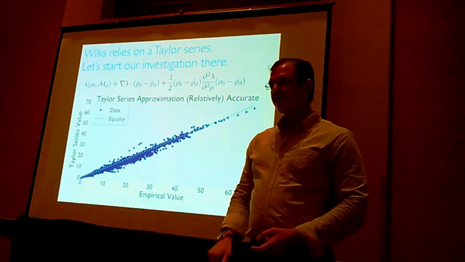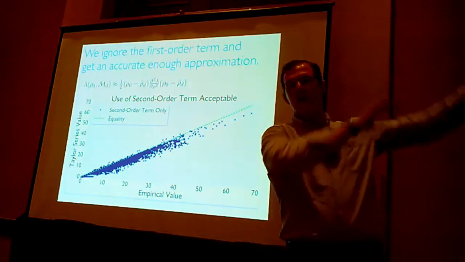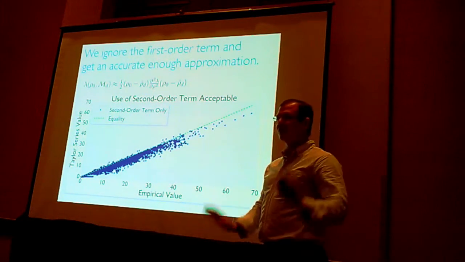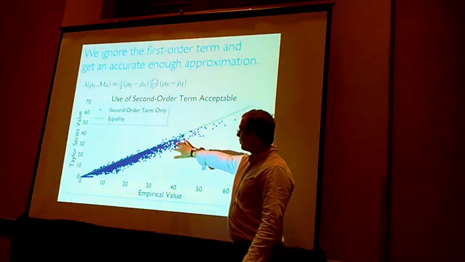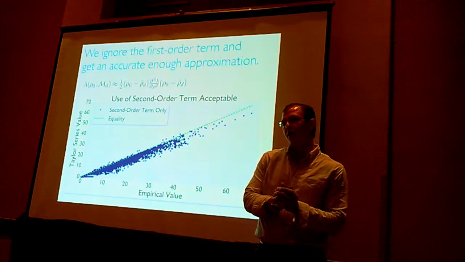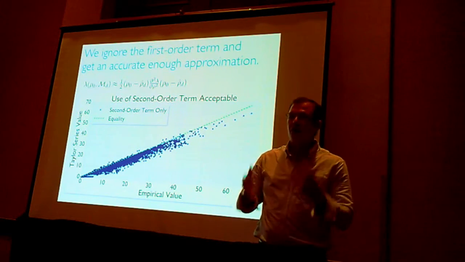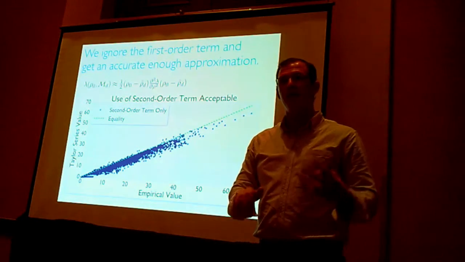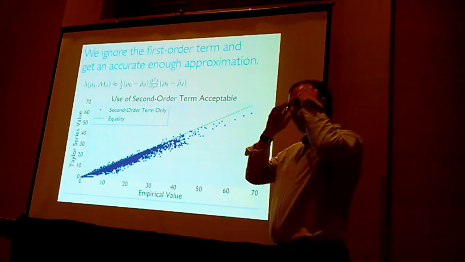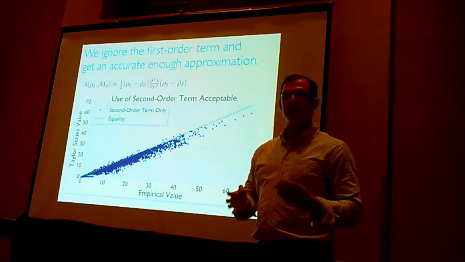Okay, next thing. Let's just ignore that first order term. We're just going to set it to 0. Well, things aren't looking so good. It seems that the empirical values are consistently just a little bit higher than what just using the second order term would suggest. It means that actually including the first order term is an important thing to do. We're going to ignore it for the purposes of this talk and focus on how we can understand why the second order term really tells us why the Wilks Theorem breaks down.